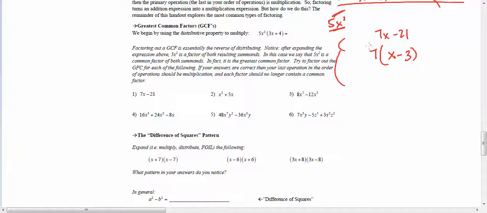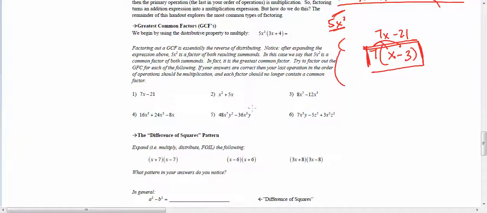These two expressions are the same thing. See, if I were to unfactor it or distribute the 7 back in, I would get what I have above. Distribute the 7 here and distribute the 7 there, I would get 7x minus 21. So this is the factored form of that equation.